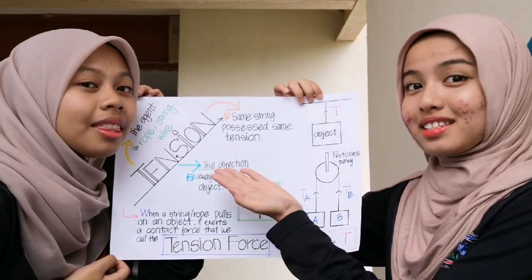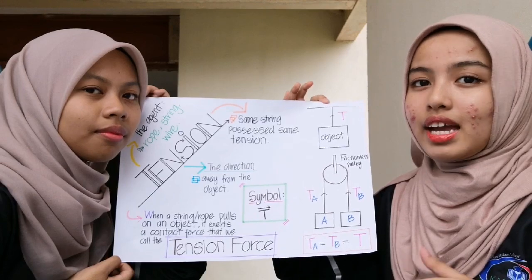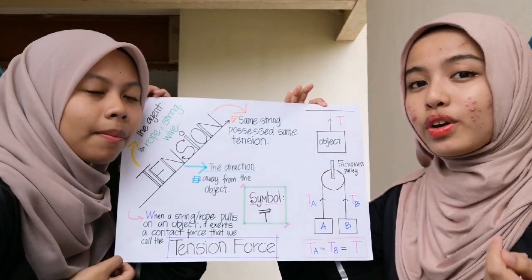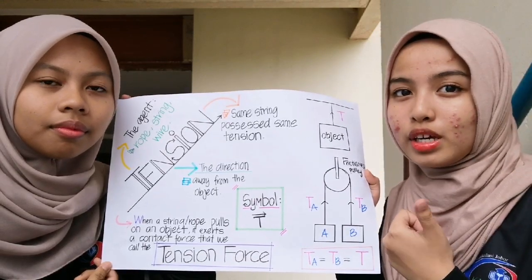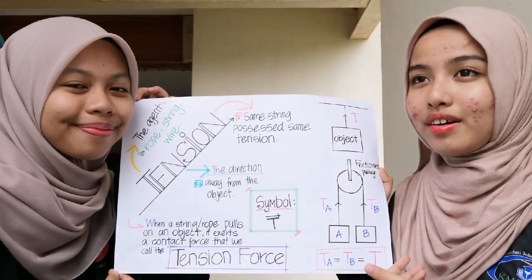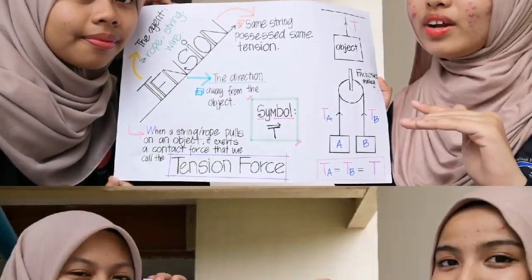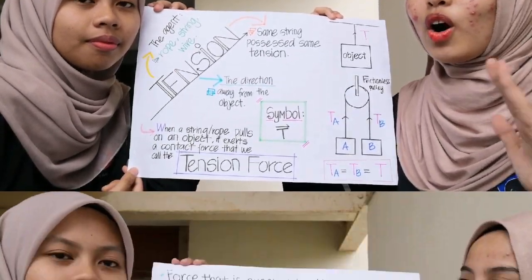Next is the tension. When a string or rope pulls on an object, it exerts a contact force that we call the tension force. The origin of this force is not only a rope. It could be a string, wire, etc. The direction of this force is always away from the object. The tension is the same at all points in the rope.